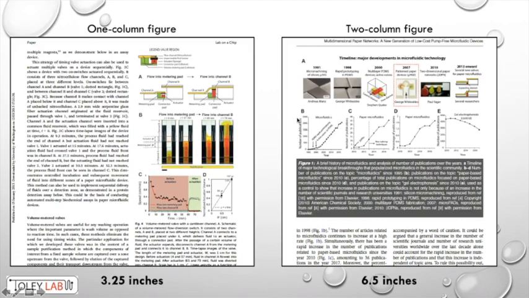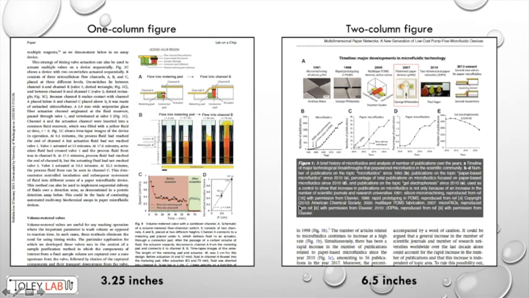Any figure that you will make for research publications will either be a one-column figure or a double column figure. That doesn't need much more explanation. But what you need to remember is that one column figures are always 3.25 inches wide and two column figures are always 6.5 inches wide.